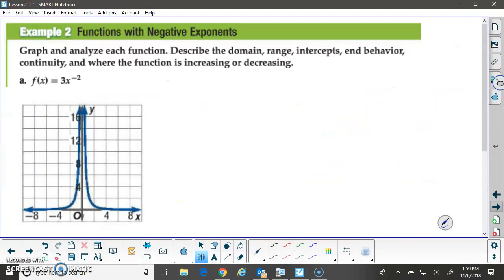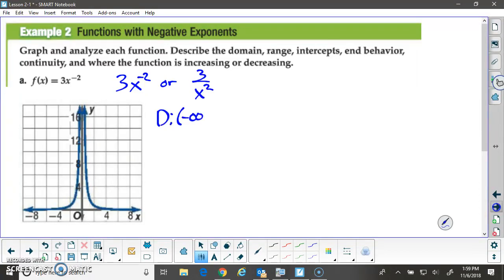Here's another example. Now we're going to start talking about when you have negative exponents. When you have negative exponents, then the graph's going to look different. So what I need you guys to understand is that 3x to the negative 2 is equivalent to 3 over x to the second. So when you get a negative exponent, you can take that variable, the x to the negative 2, you can move it to the denominator, and it becomes a positive 2.